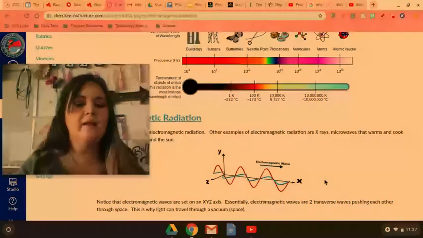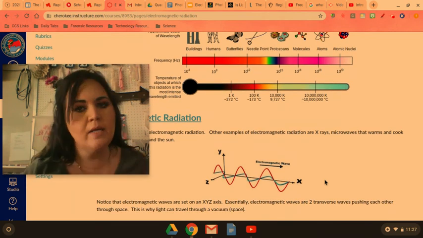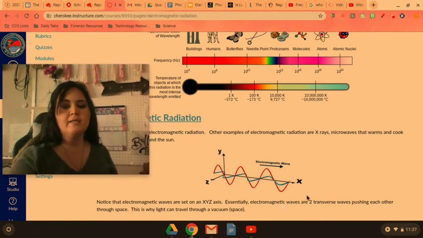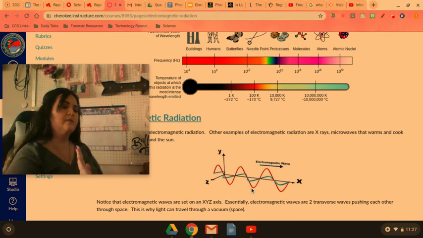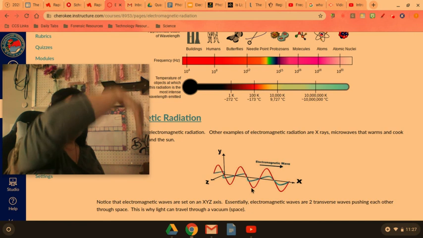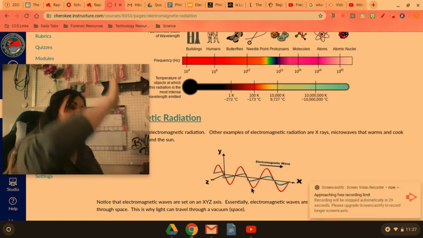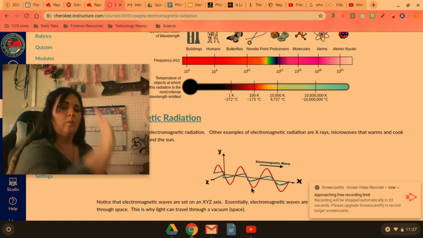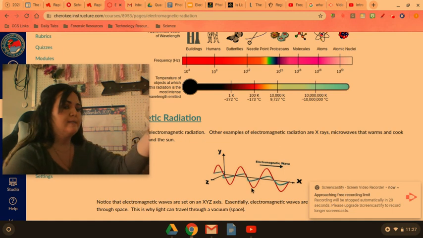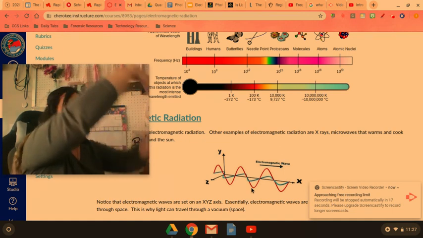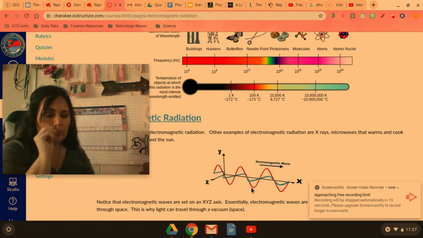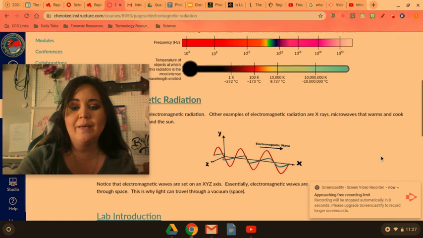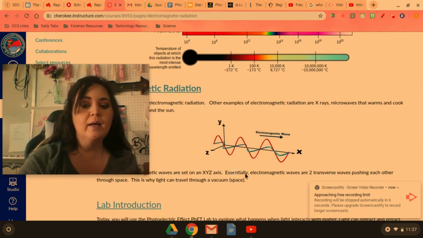But I want to talk about electromagnetic waves, and there's something quite unique about an electromagnetic wave. So let me scale back a little bit. You have to kind of picture this on an XYZ axis. You have the typical transverse wave that goes up and down. But an electromagnetic wave is actually formed with two transverse waves, one going up and down, one going side to side. As they're going up and down and side to side, they are actually pushing each other through space. And this is actually why we can see light travel through a vacuum or space.